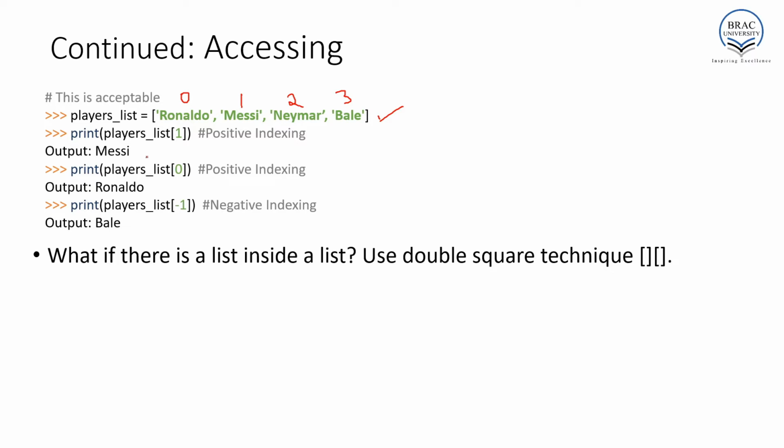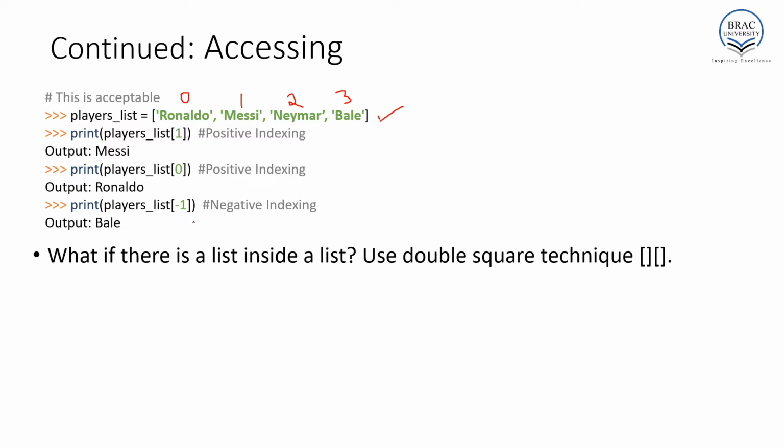Similarly, if I want to access the first element, I will write the name of the list, which is player list, then square bracket. Inside the square bracket, I'll write 0. 0 is for the first element of the list. So I'm getting Ronaldo in return. If you did not have the print statement here, please remember there would have been an output, but we wouldn't be able to see the output.